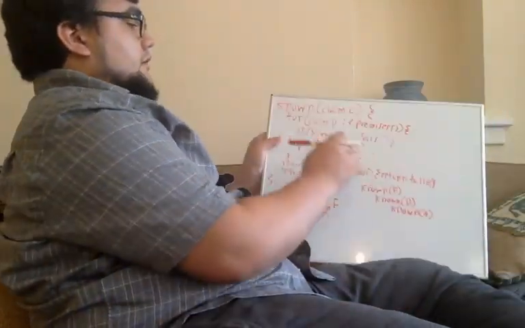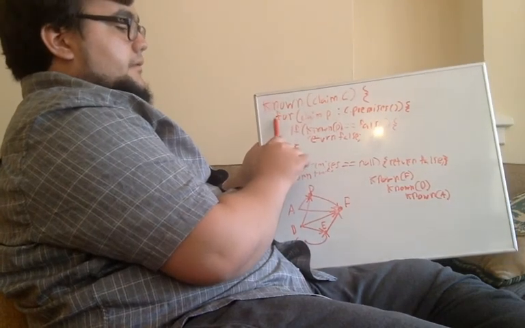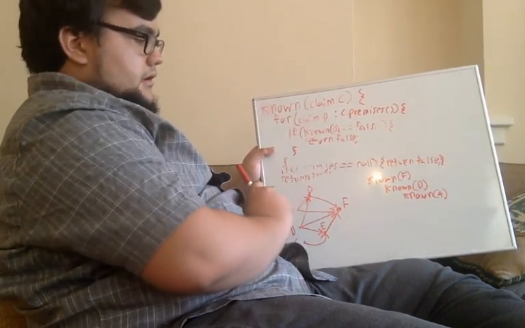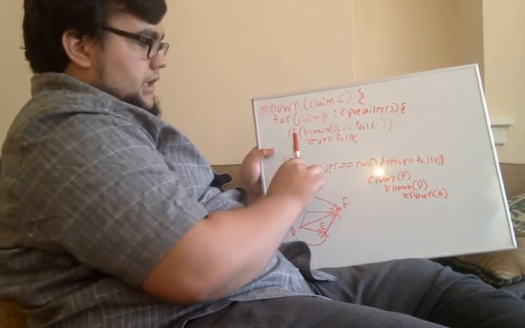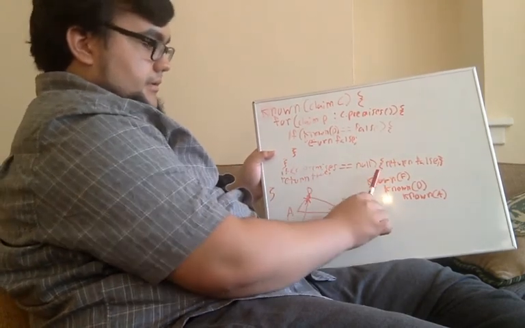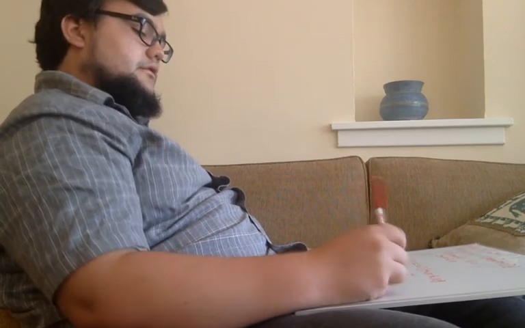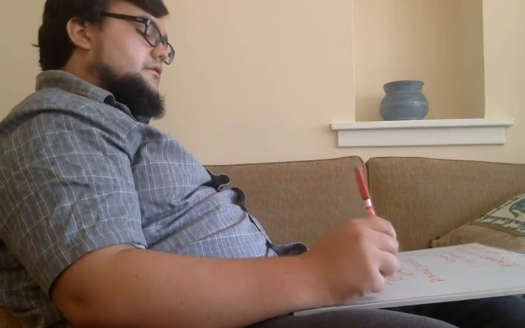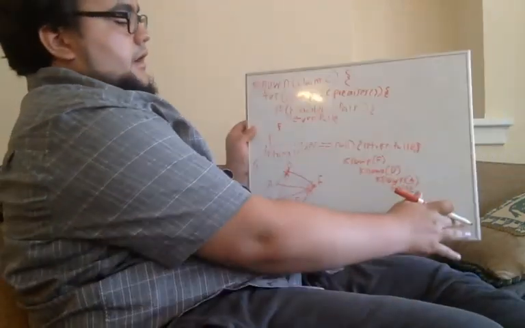So now we're in our known of A call. As I just showed, known of A is equal to false, but I'll show it again. We skip through the for loop because there are no premises, and since there are no premises, we return false. So known of A is false. We'll just write false here. All right, so now we're back at our known of D call.